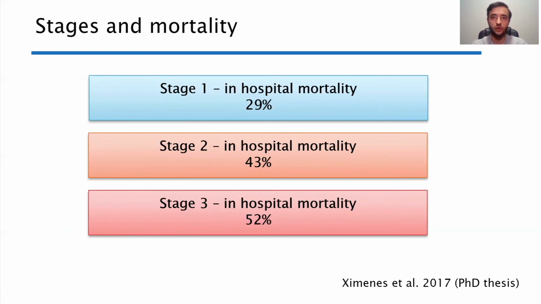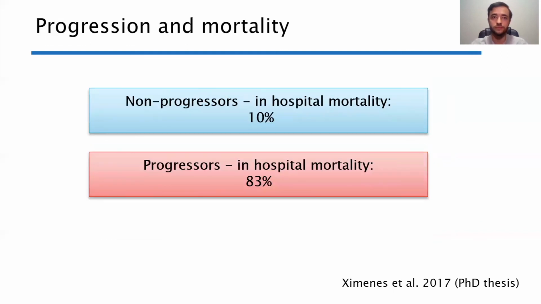The severity of the disease increases when we increase the stage. So patients with stage 1 have a mortality of 29%, patients from stage 2, 43%, and patients from stage 3, 52% in-hospital mortality. These data are from my PhD thesis and are similar to others published by other groups. The other important factor is the progression of AKI to higher stages. If that occurs, the prognosis is much worse. Patients with AKI without progression have an in-hospital mortality of 10%, and in those in which the AKI progresses, the mortality increases to 83%. These are also data from my PhD thesis.